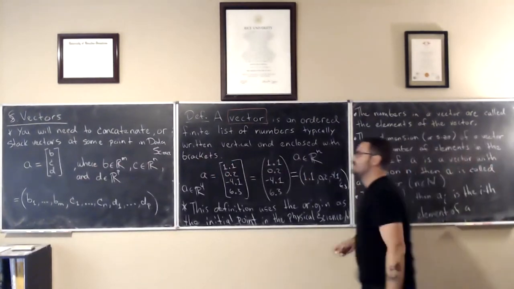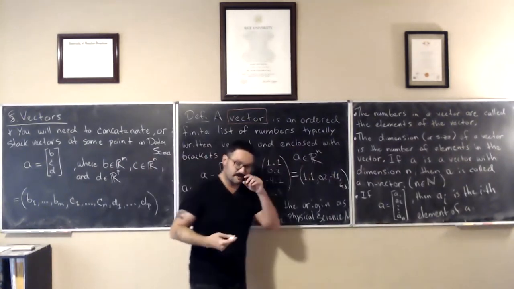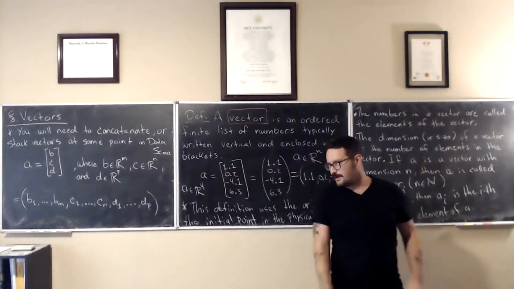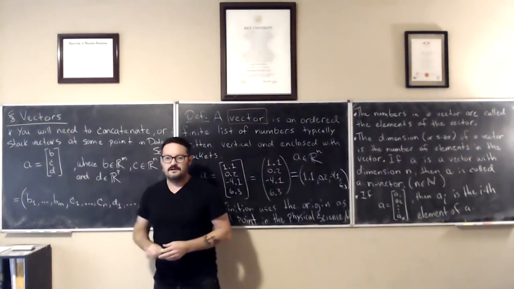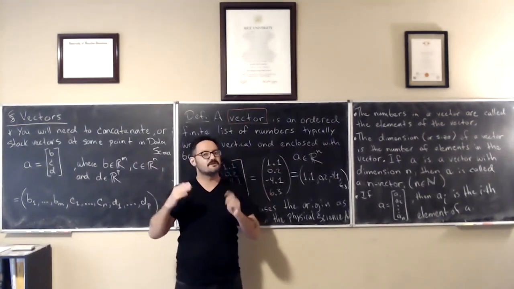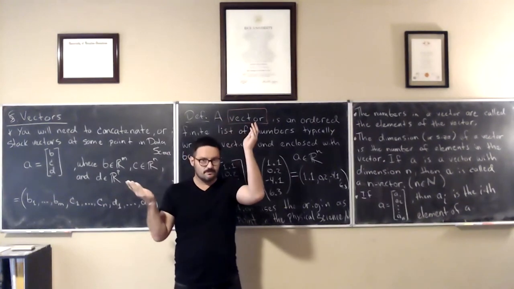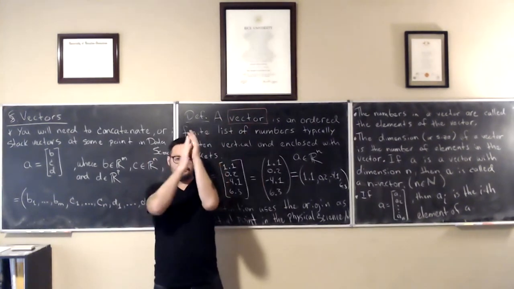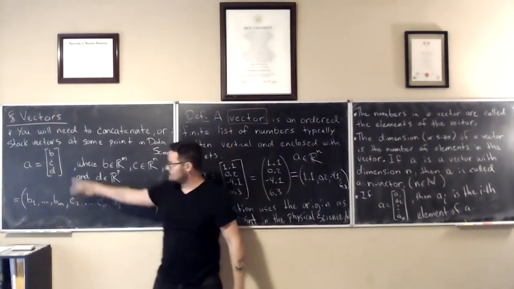In particular, if you have a matrix, and we'll learn what those are later, not today, but soon, each column of a matrix is a vector. And sometimes you want to take a matrix and squish it into a single vector. One way to do that is to take each column and start stacking them on top of each other, and you'll get a big long vector.